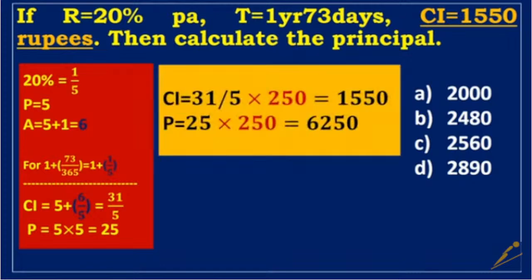We must determine how many times compound interest 31 by 5 equals 1550. The answer is 250 times. When we multiply 250 by 25, we get the required principal, which is 6,250.